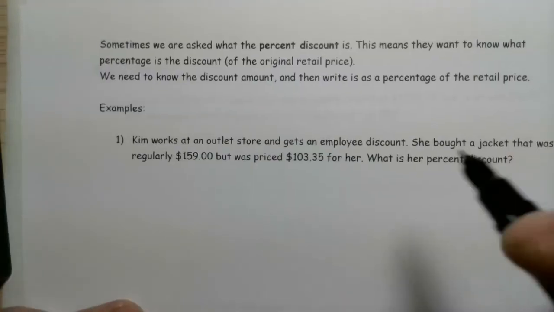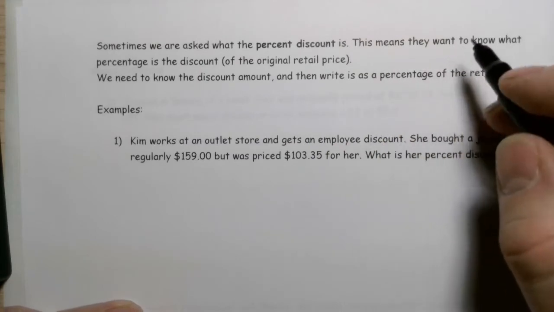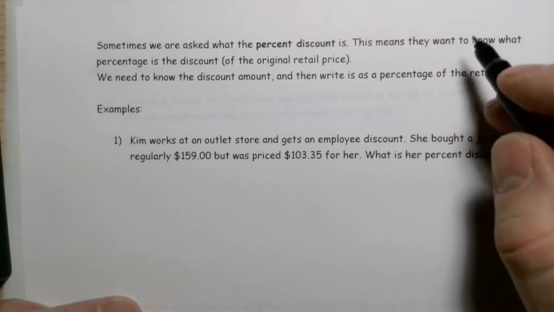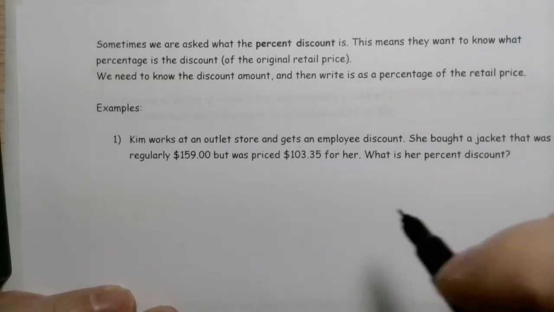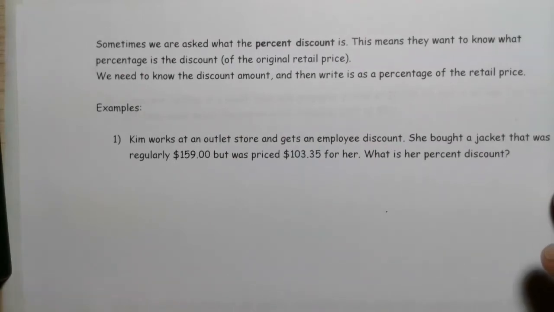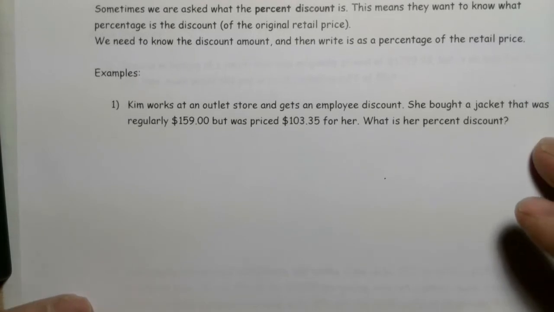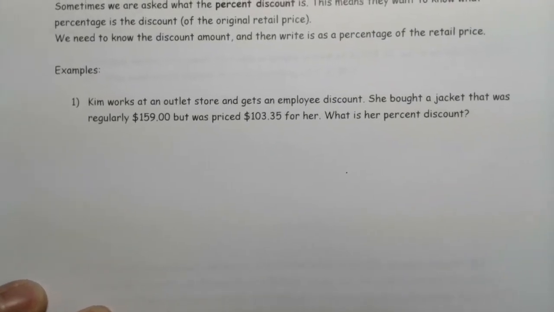This next one says sometimes we are asked what the percentage discount is. So now we're going to take the amount that we're saving and figure out what percentage that is of the original. We just divide those out and do a percentage calculation. There's really nothing particularly new about that. We've done those sorts of questions before.